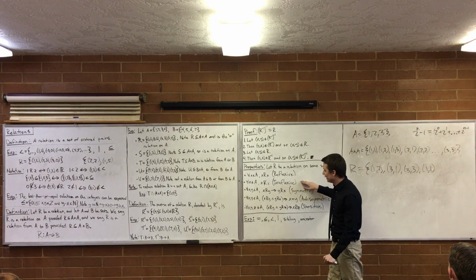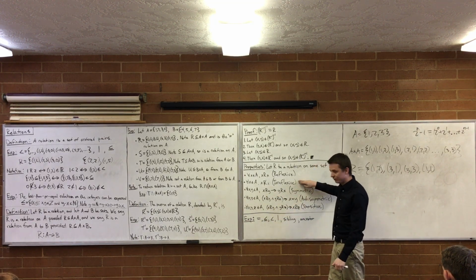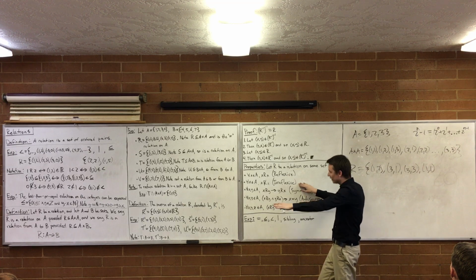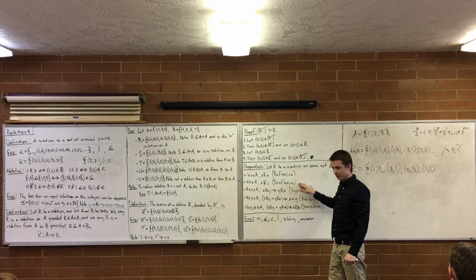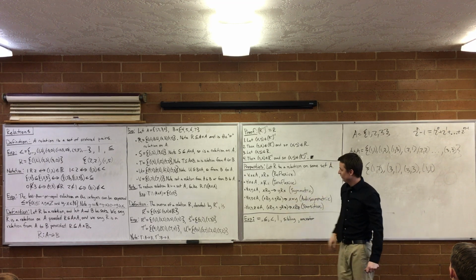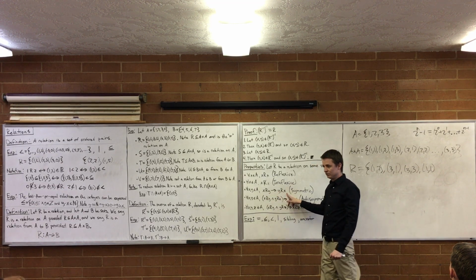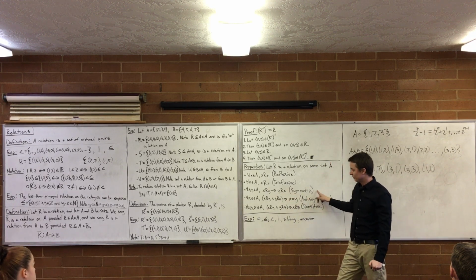So that's the first one that's irreflexive. We never have 1 less than 1, or 2 less than 2, or x less than x. If that never happens, it's irreflexive. Does that make sense? Okay, next one. If x is less than y, is y less than x? No. So it's not symmetric.